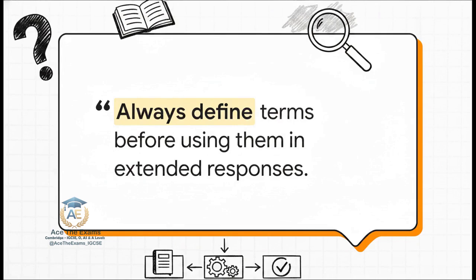And look at this. This is a massive examiner alert straight from the source reports. Candidates consistently confuse key terminology. The solution is incredibly simple, but it gets easily forgotten when you're sweating under exam pressure. Always define terms before using them in extended responses. Do not assume the examiner knows what you mean by a specific type of exception or data structure. Define it clearly and then apply it to your reasoning.